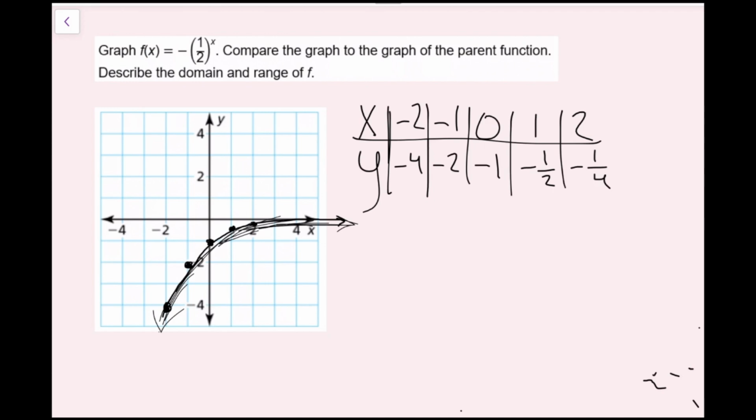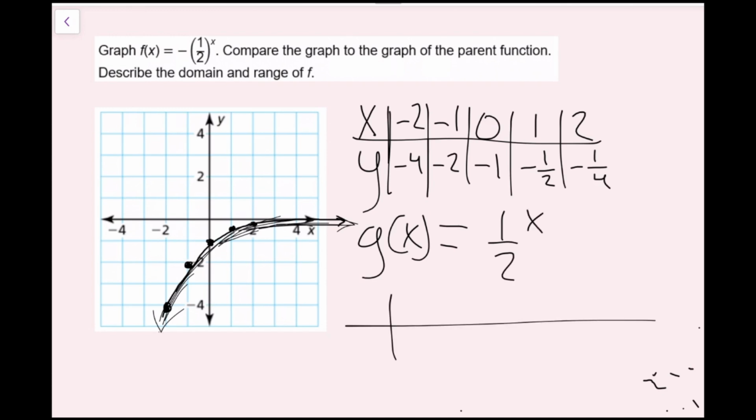Okay, the parent function, once again, is just whatever this number being taken to the power of x is without anything on the outside of the parentheses. So I can just get rid of this negative, and my parent function is just going to be positive (1/2)^x. So I'll call this g of x equals (1/2)^x. And my table is going to look very similar, except for all of my y values, instead of being negative, they're just going to be positive, right? Because I just got rid of that negative here. So I'm just going to recreate this table.